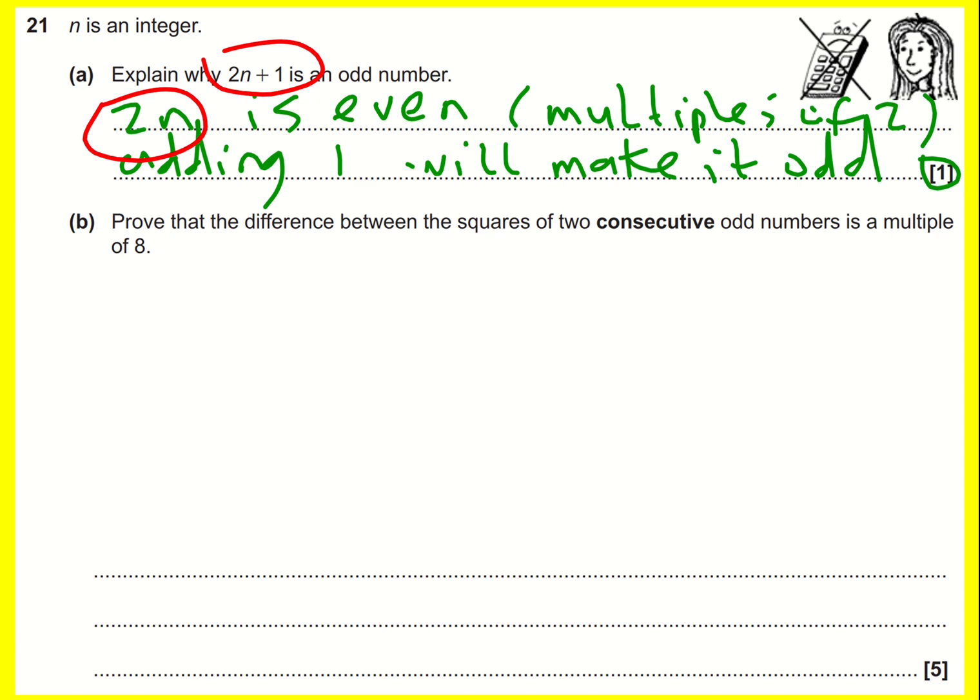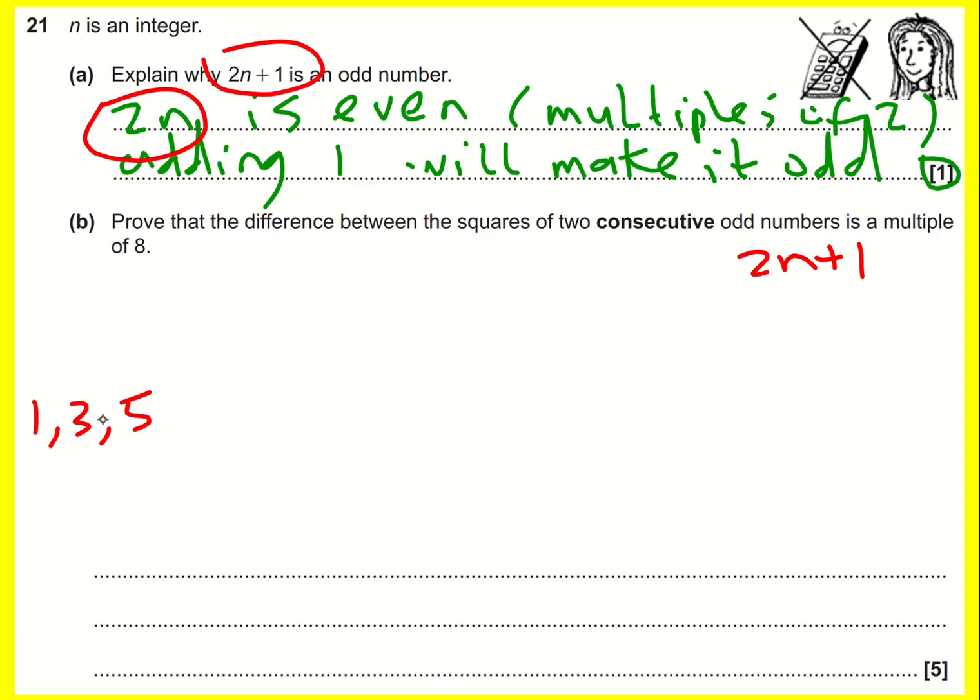Prove that the difference between the squares of two consecutive odd numbers is a multiple of 8. Well, we've got 2n plus 1 is an odd number, and then you can just go for another one. But it has to be consecutive. So consecutive means something like 1 and 3 and 5. 3 and 5 are consecutive, 1 and 3 are consecutive.